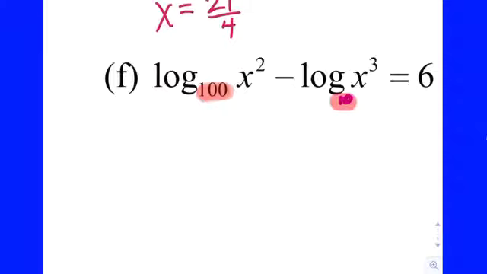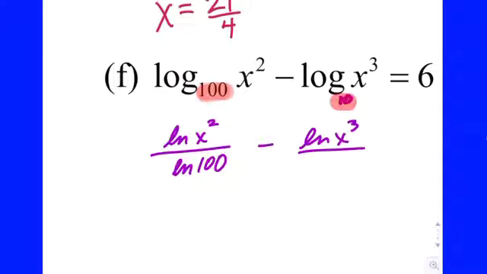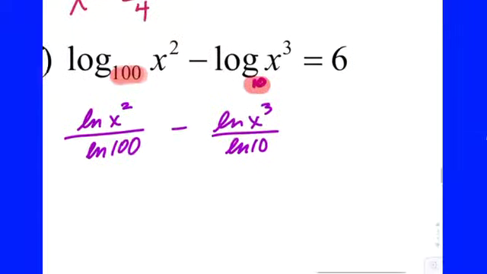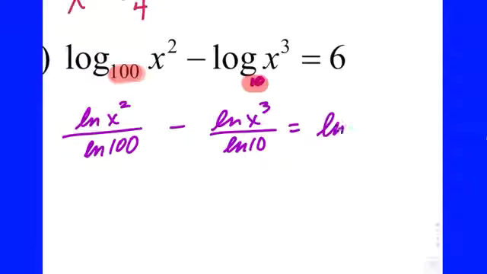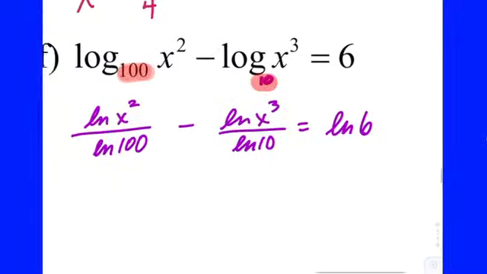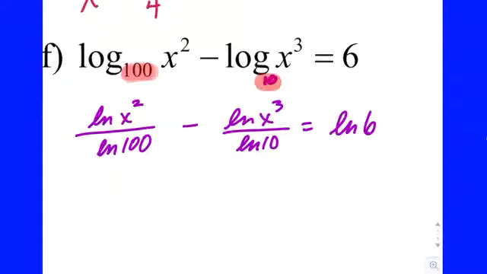So let's do that. We're going to get the natural log of x squared over the natural log of 100 minus the natural log of x cubed over the natural log of 10 equals the natural log of 6. Yes, yes? All right, good. George is on fire today. There's no natural log on the right-hand side.